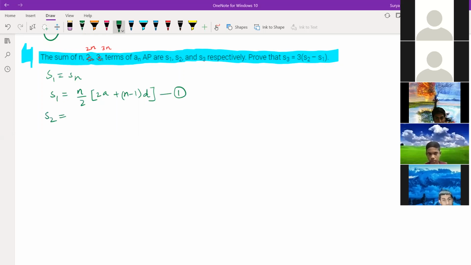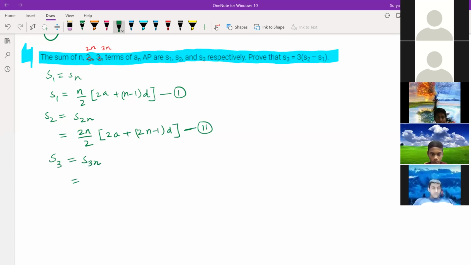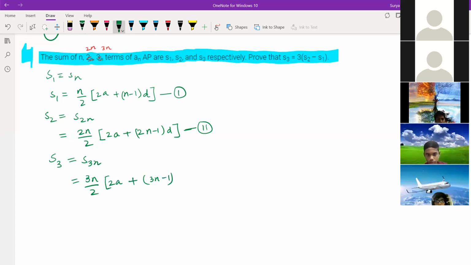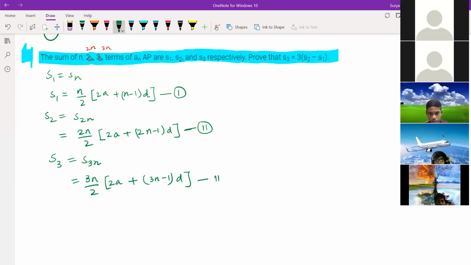S2 is equal to S2n. So we can write 2n by 2 into 2a plus 2n minus 1 into d. This is the second equation. S3 is equal to S3n, so we can write 3n by 2 into 2a plus 3n minus 1 into d. This is the third equation. We can do like this.